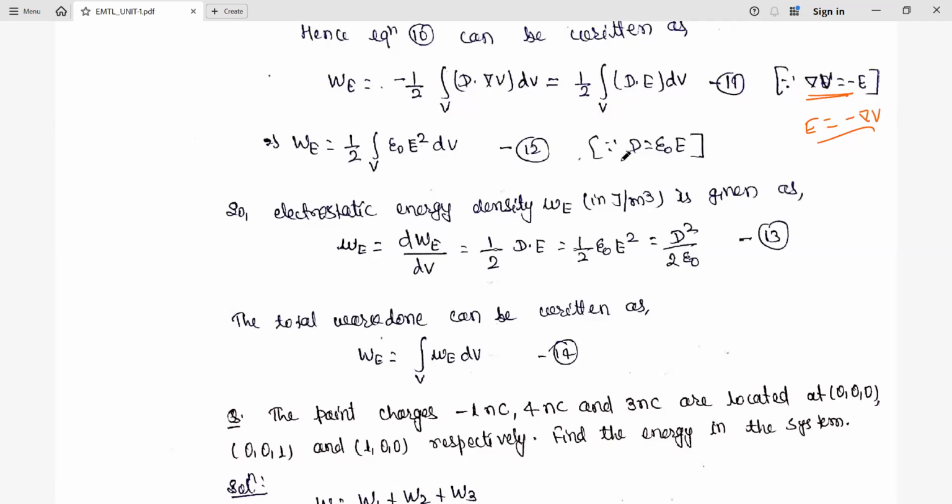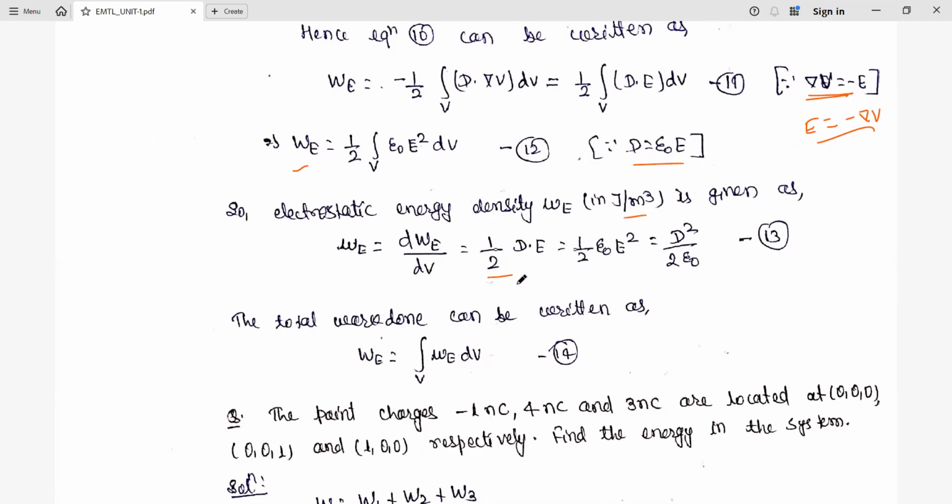And another expression we have is D equal to epsilon naught into E. So finally, the work done is 1 by 2 volume integral epsilon naught E square into dV. Now, in case of electrostatic energy density, if you try to find that, it is joule per cubic meter. So for that, we divide this with the differential volume. So finally it becomes 1 by 2 D dot E.